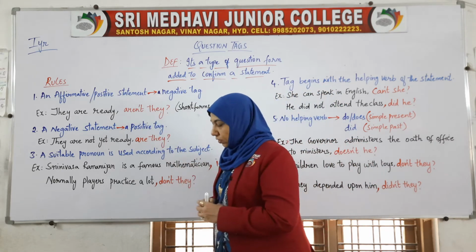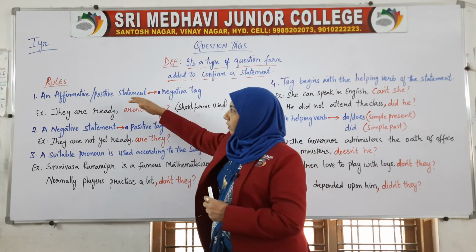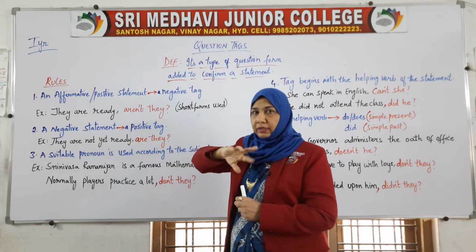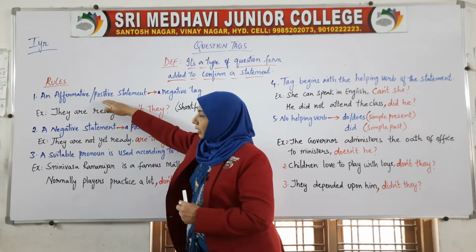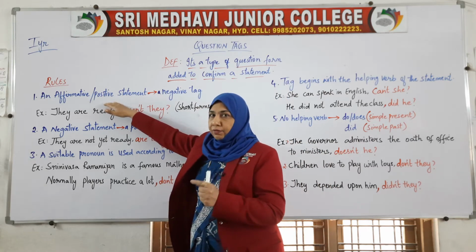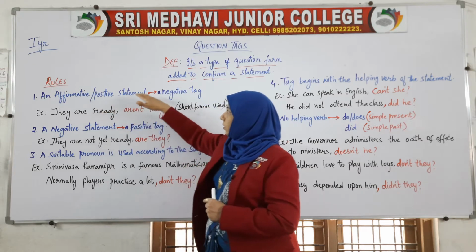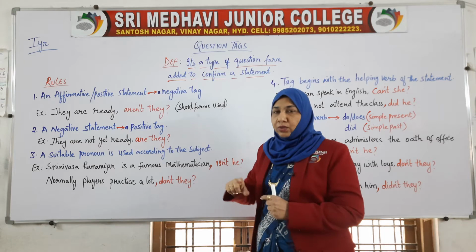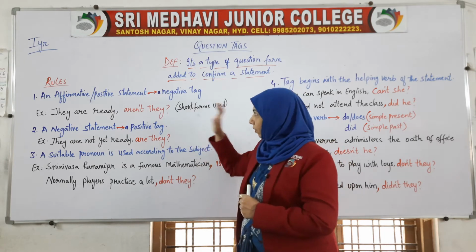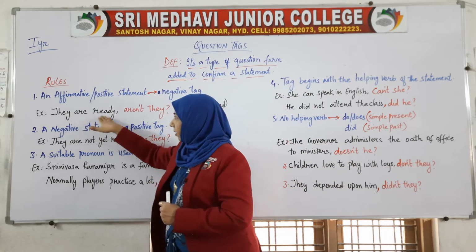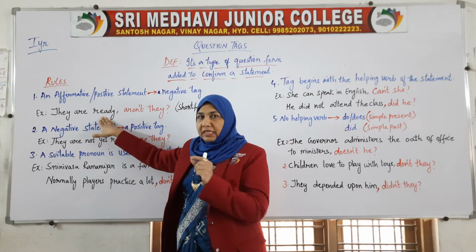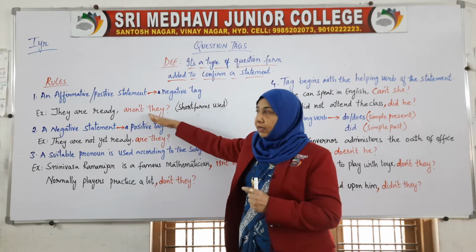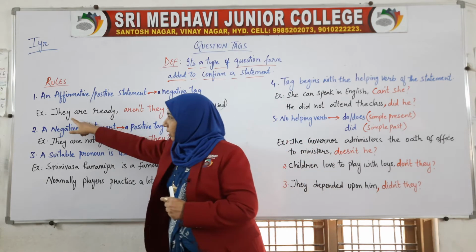Now, for the rules, the first rule is: an affirmative or positive statement would have a negative question tag. Affirmative and positive are synonyms, the same meaning for both. It could get a negative question tag. For example, "They are ready." This is a statement. Now we are confirming it: "Aren't they?"